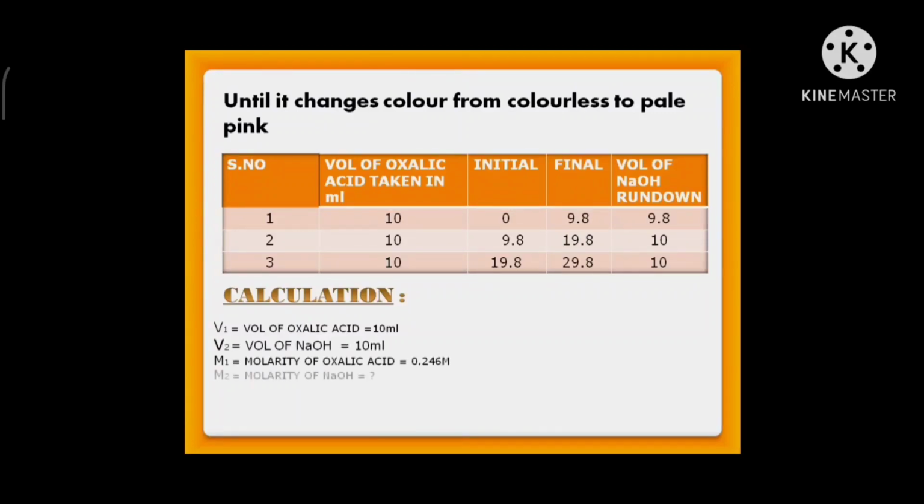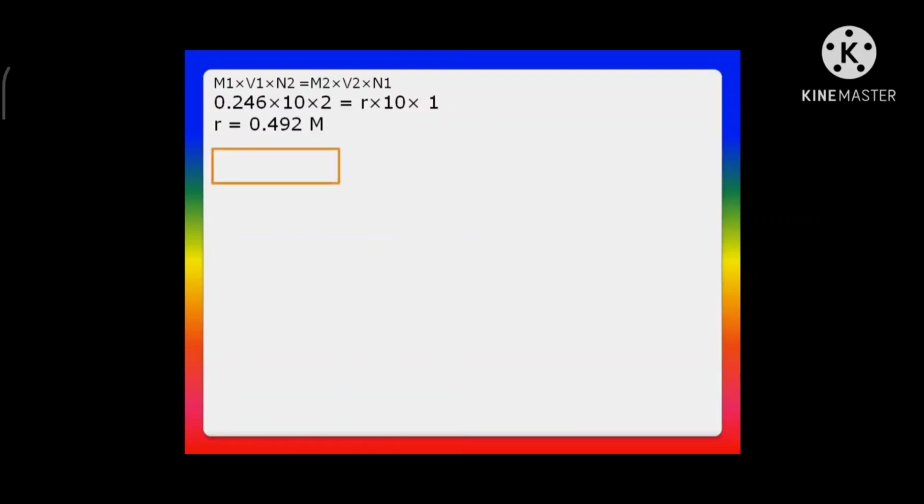Now the molarity of NaOH, we have to find it. Volume of oxalic acid is 10 ml, volume of NaOH run down is 10 ml. So we got the molarity of NaOH as 0.492 M.